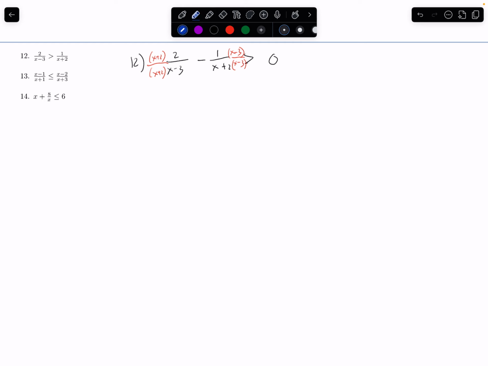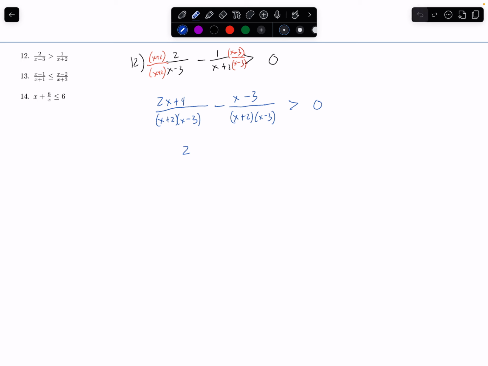Okay, next line. 2 times x plus 2 is going to be 2x plus 4. On the bottom, it's x plus 2 times x minus 3. Okay, then I have minus the other guy. This is 1 times x minus 3, which is just x minus 3 over x plus 2, x minus 3. So now they have the common denominator, right? It's all greater than 0. Same common denominator here, so I can just combine them into one single fraction.